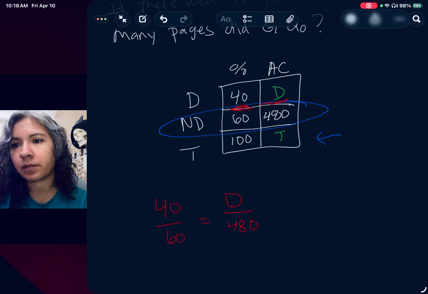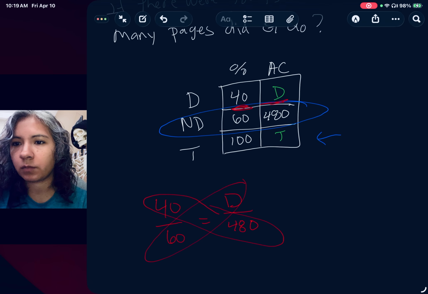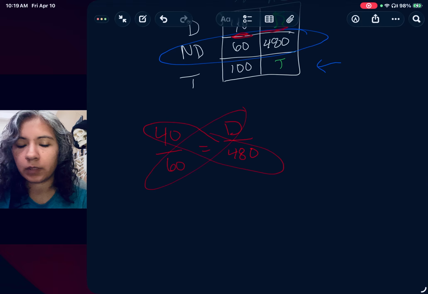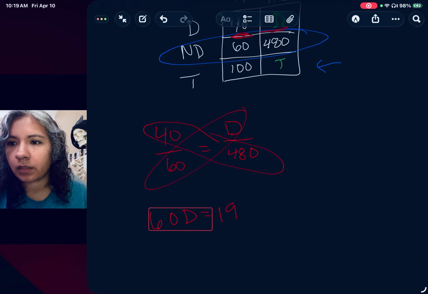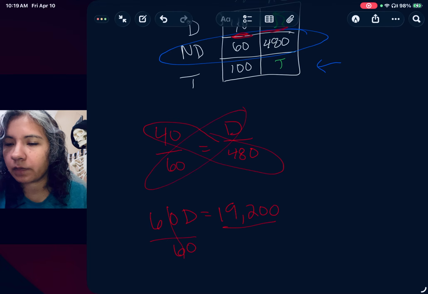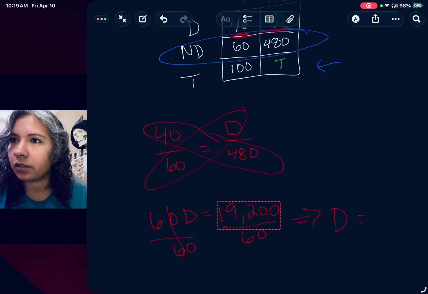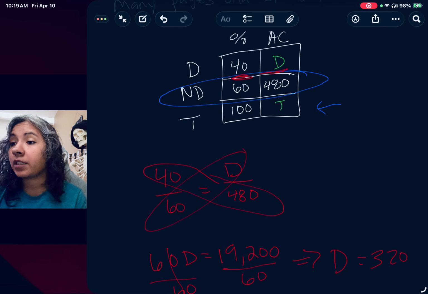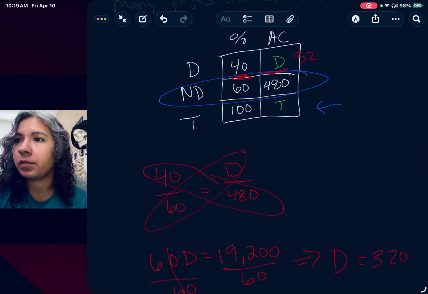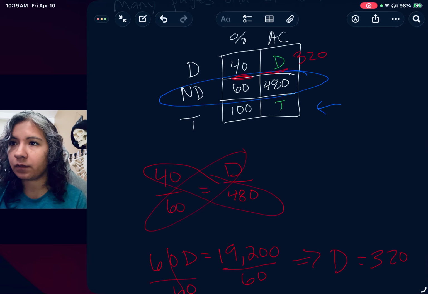So we will also cross multiply here, and we'll have 40 times 480, 60 times D. 19,200 divided by 60 to get rid of that, and have the D by itself. Do it on both sides to balance the equation. So that's going to give us that D equals 320 pages. So Grayson did 320 pages of homework.